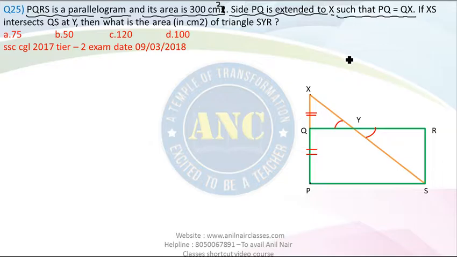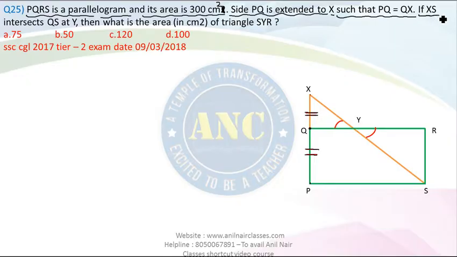Now, how am I extending that particular line PQ? Whatever the dimensions I have for PQ, the same dimension should be there for QX also. Although the diagram is not looking like that, it is given in the question that PQ is equal to QX. That means, in simple language, Q is the midpoint of the straight line PX. That is what we will understand from this.